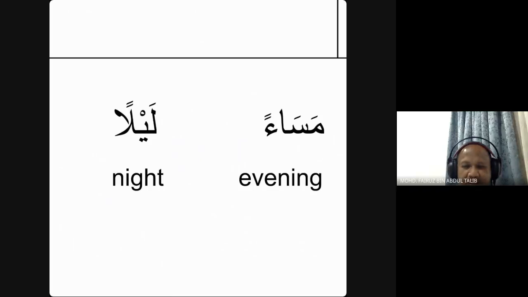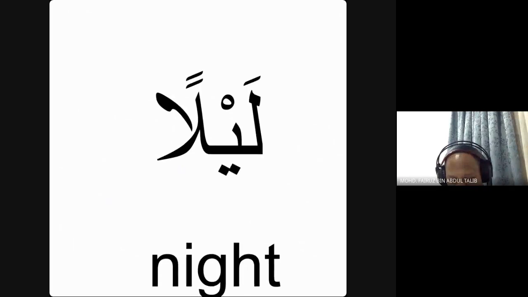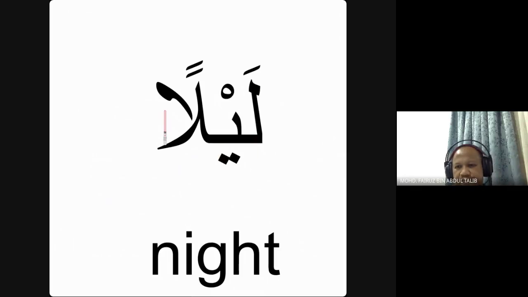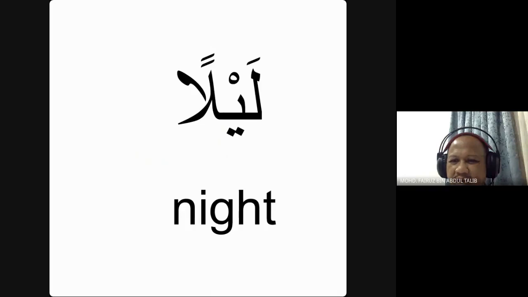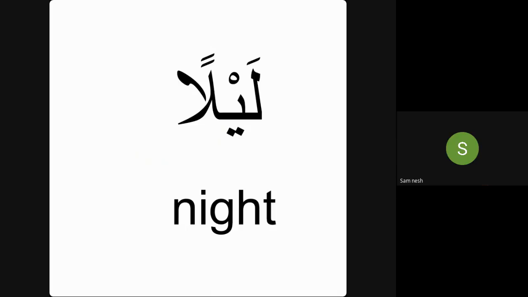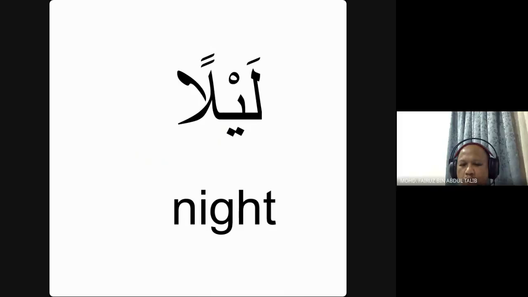But for night, we have a specific word, so you can use that. If it is, for example, 9 o'clock, 9 p.m., we don't say masa anymore. We can replace that with this word, laylan. Laylan means night, at night. For example, you want to say 9:30 at night. Okay, who wants to try this? 9:30 at night. What is 9:30? As-sa'atu at-tasi'a wa nisfu, laylan. Good. Don't forget wa. That is how you use it. As-sa'a at-tasi'a wa nisfu, laylan. All right. That is night.